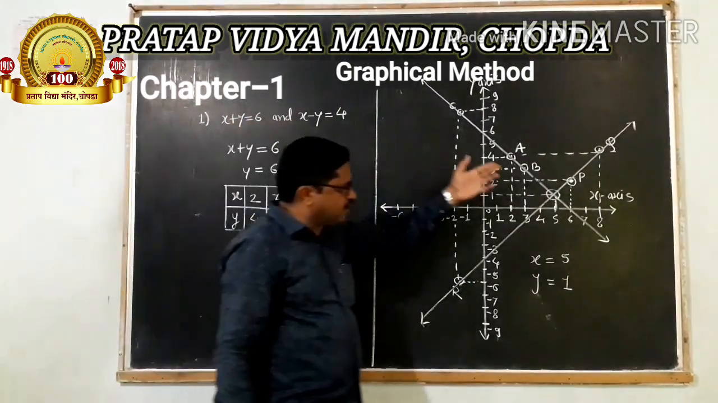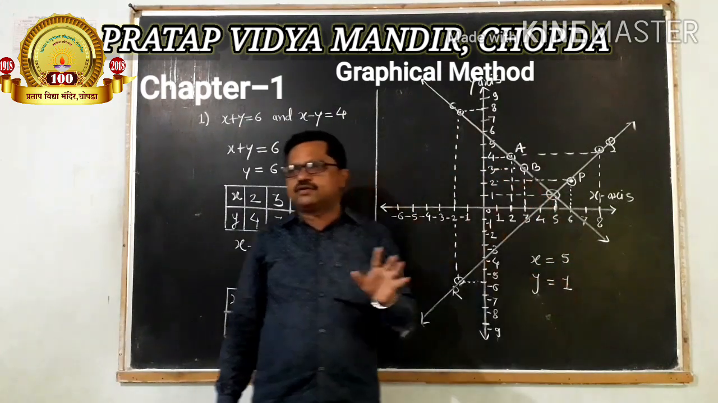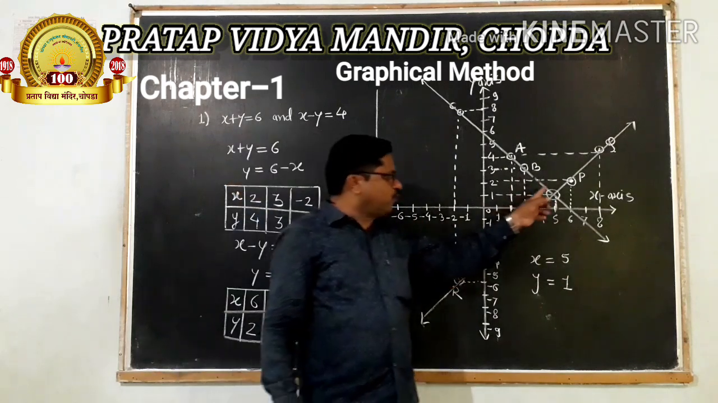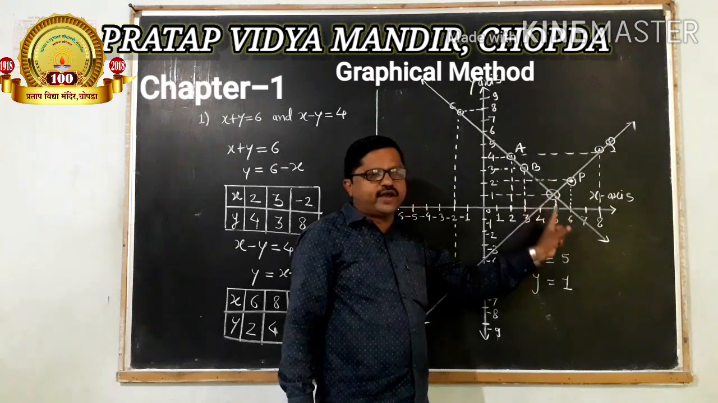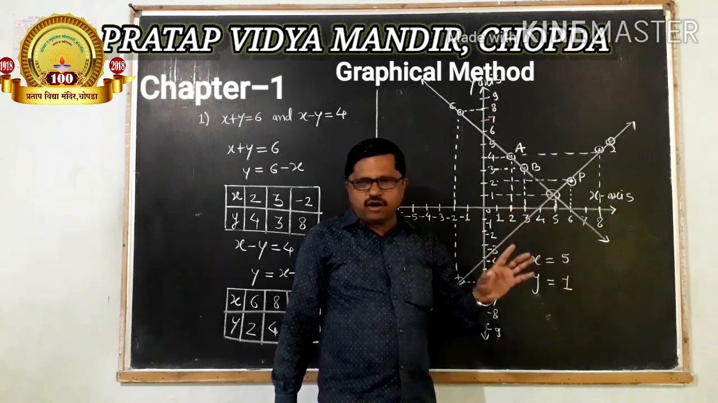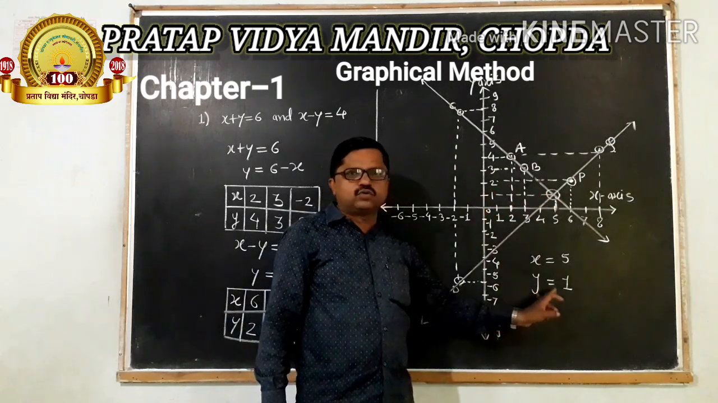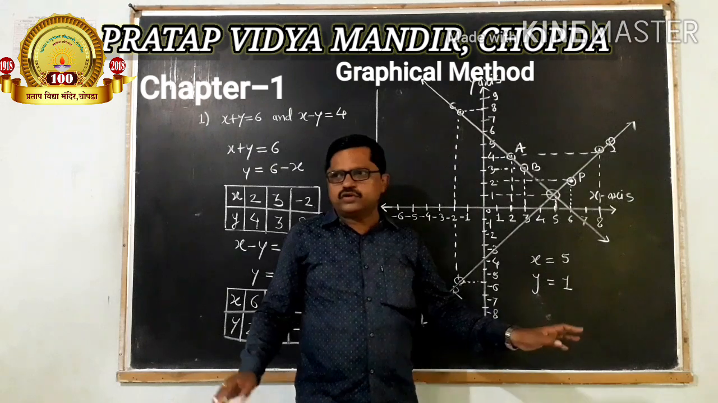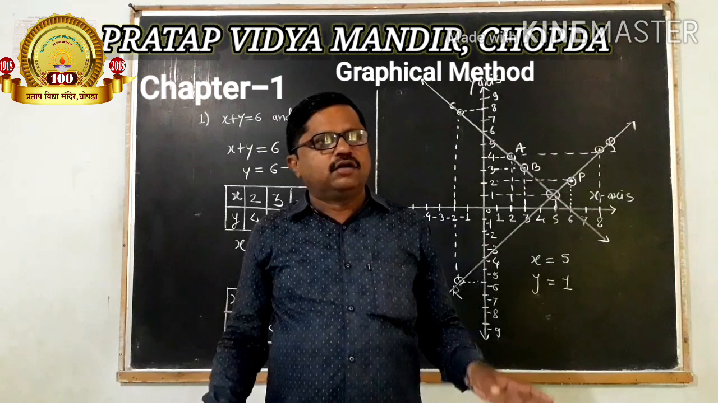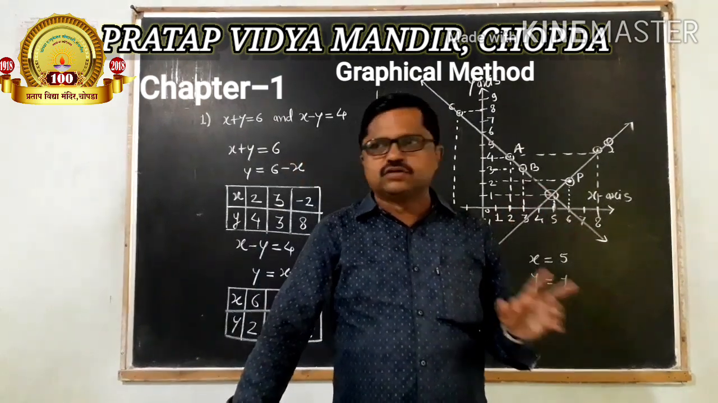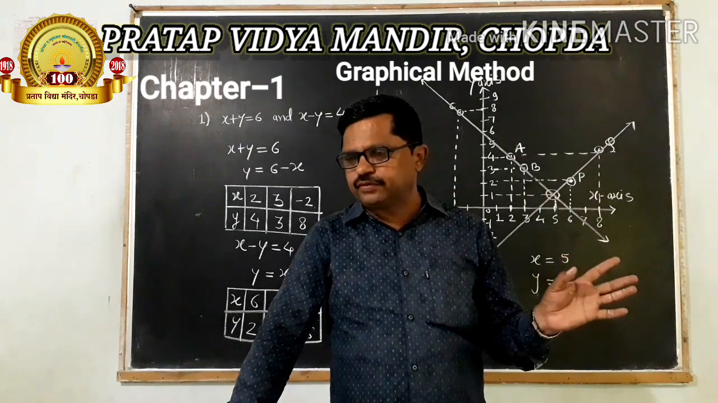By using the point of intersection, we can find out the values of x and y. For the point of intersection, the x coordinate is 5, means the value of variable x is 5. And for the second variable, y equal to 1. Now dear student, by using the graphical method, this is the third method to solve linear equations in two variables. By using this method, we can find out the values of variables.